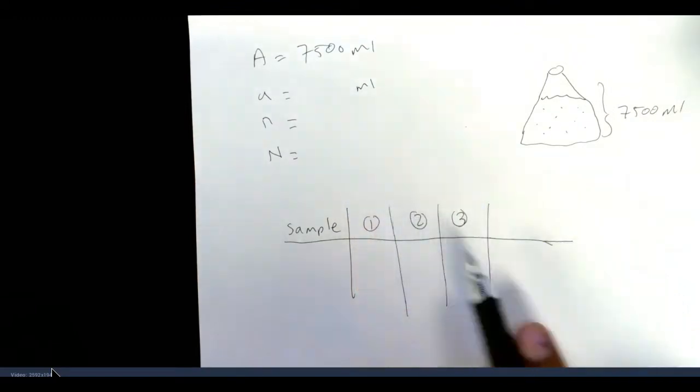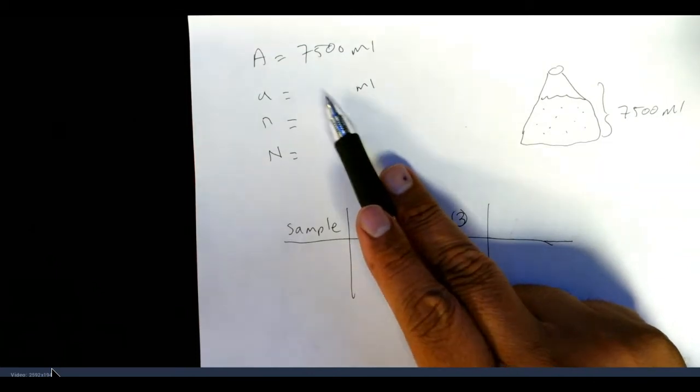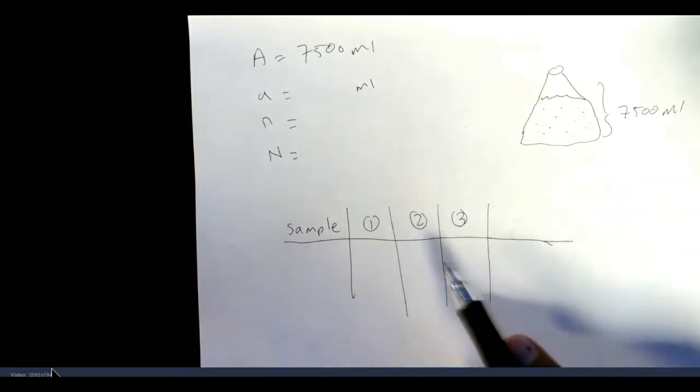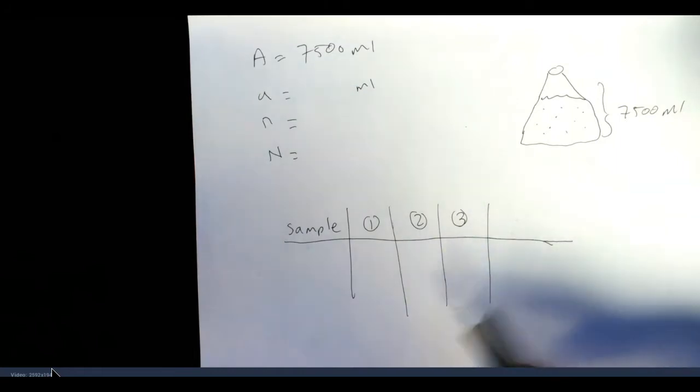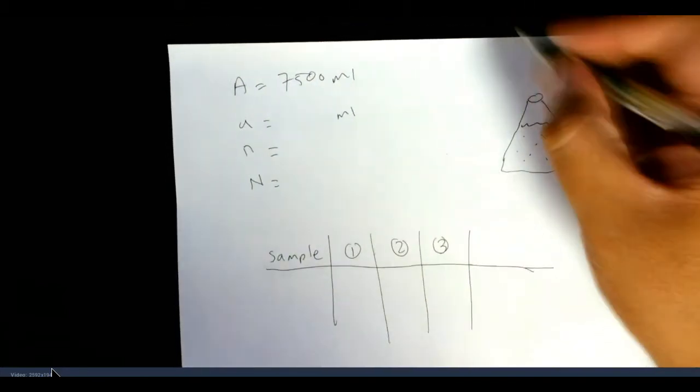Little a is not 3, because what it's asking you is how many mLs did you sample. You don't even know that yet. You just know you took out mLs. You don't know how much yet, but you know you did it 3 times, or maybe you had 3 group members.